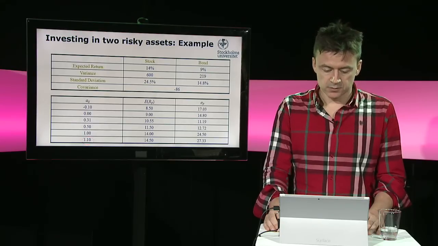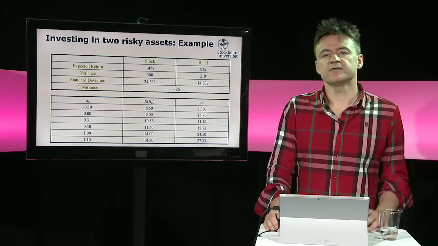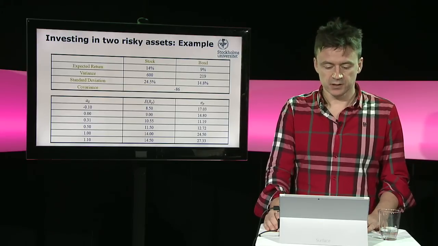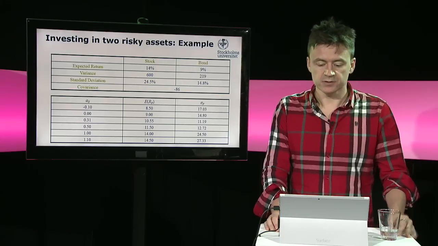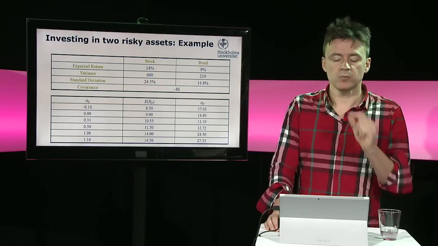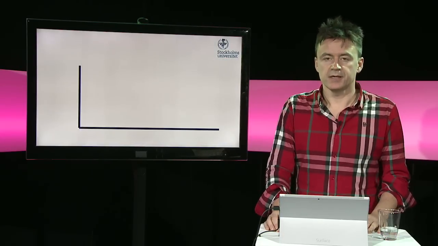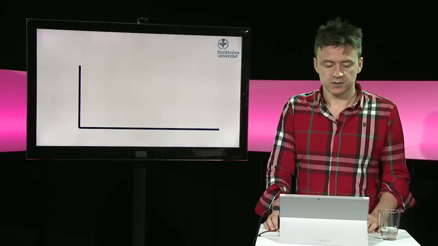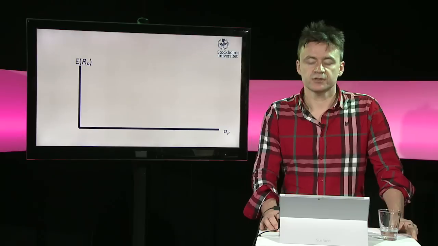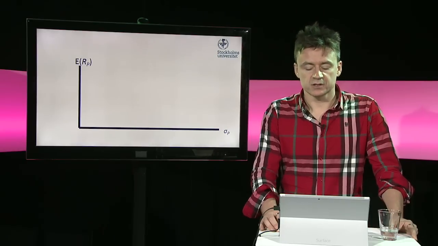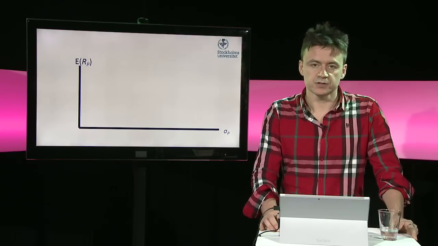Now, we can continue specifying values of the weight on the stock and obtain more pairs of expected return and standard deviation. And then we can go ahead and plot in a graph all these values. A graph that has in its vertical axis the expected return and in its horizontal axis the standard deviation.